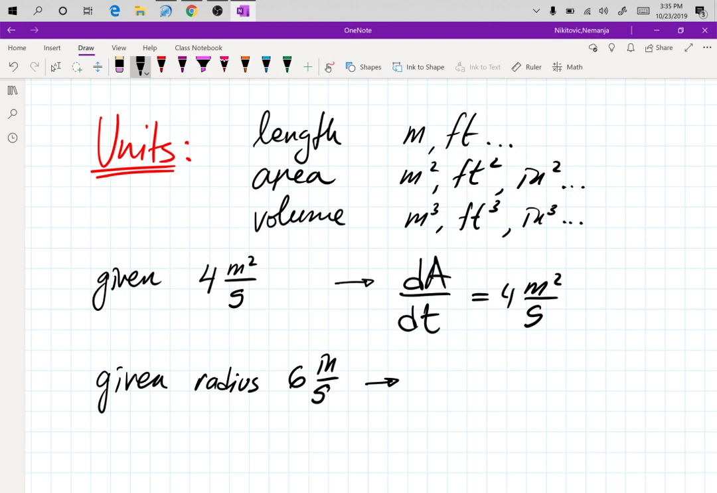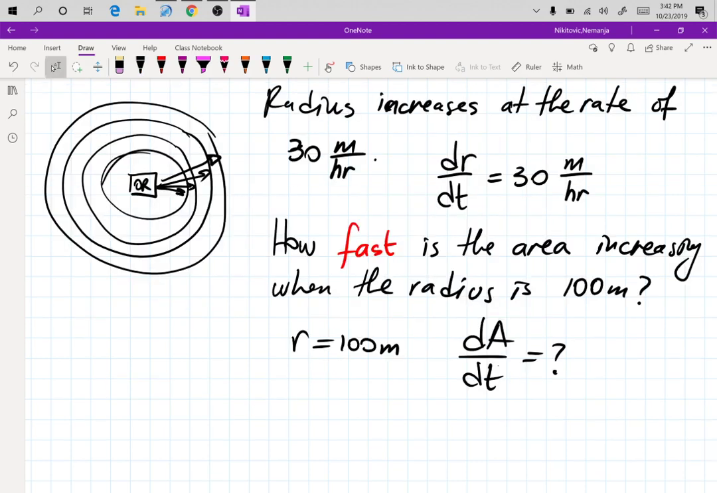And then when the radius is 100 meters, that should be clear. r equals 100 meters. So these are the three pieces of information. When you read a problem, you should be able to locate these quickly. And now you ask yourself, what kind of geometry do I have, which governs which formula you're going to write. You differentiate, plug in, and you're done.